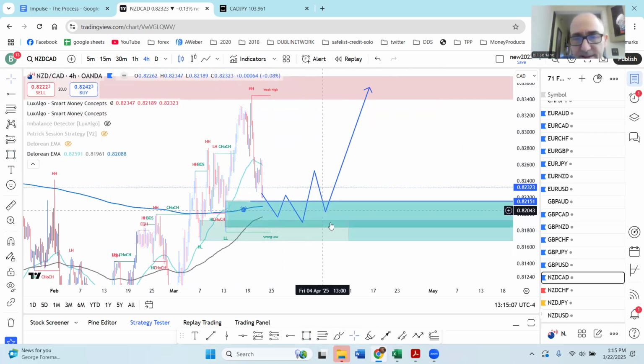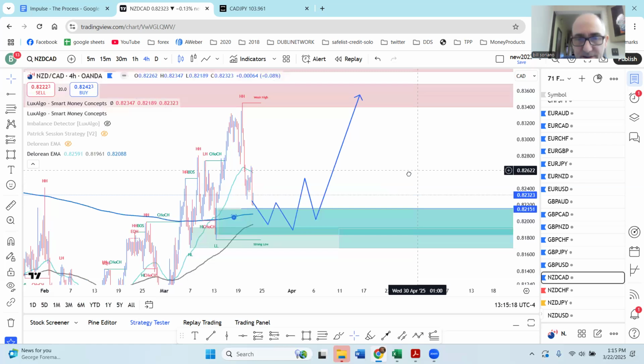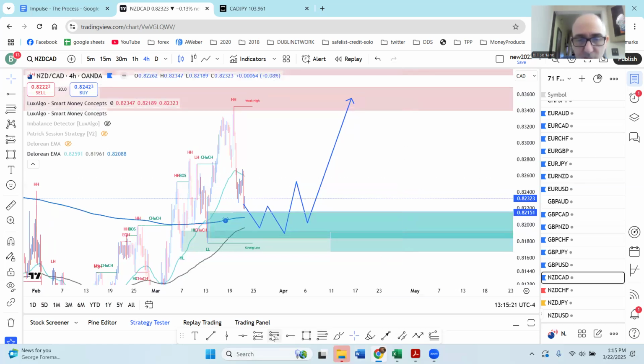Now, when you have this like this, normally you put your invalidation zone or your stop loss below the zone you're trading from. But because they're on top of each other like this, you're going to have to, let's say you get in this trade right here, as price pulls back, right?